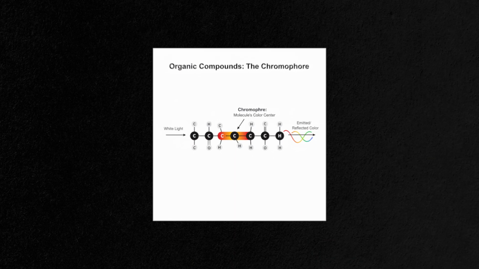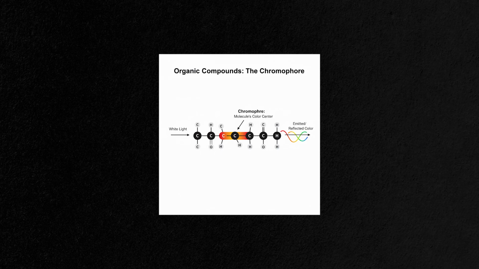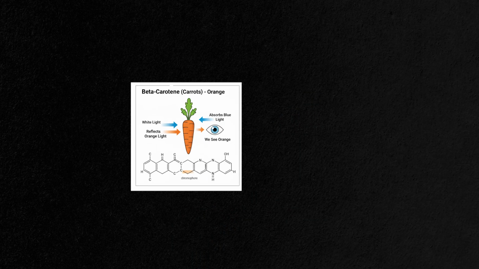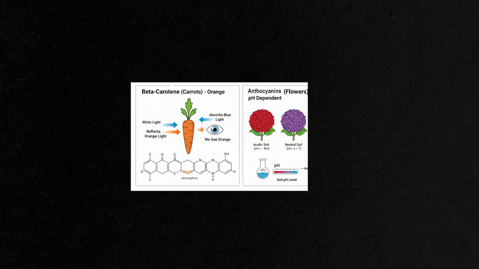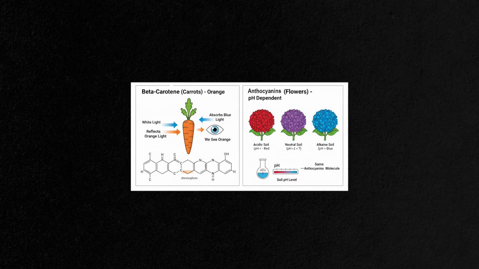In organic compounds, color often comes from something called a chromophore, a part of the molecule with alternating double and single bonds. This structure allows electrons to absorb light in the visible range. For example, beta-carotene in carrots absorbs blue light, so we see it as orange. Anthocyanins in flowers and fruits can appear red, purple, or blue depending on pH. That's why hydrangeas can change color in different soils.